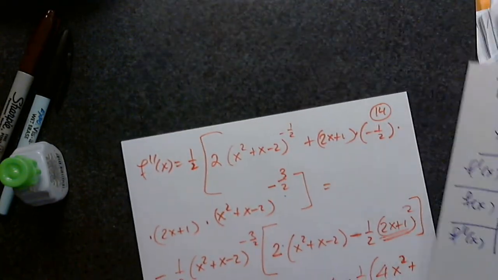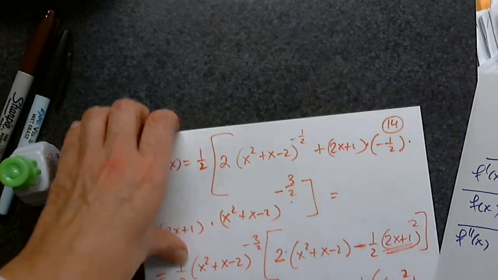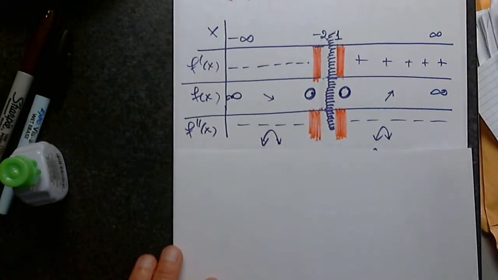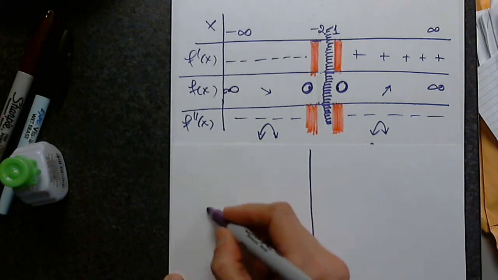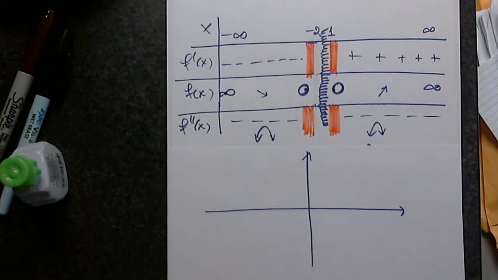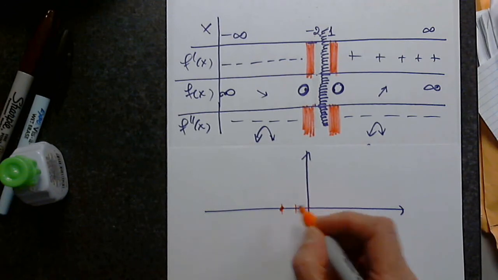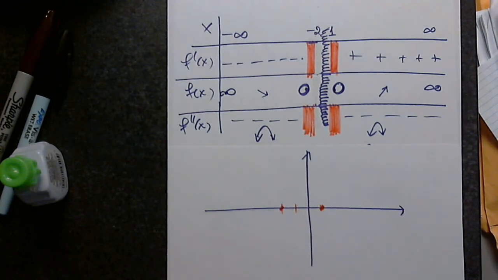So then we are ready to graph. I only need a table. Everything is summarized in there, and the function is not symmetric. So I plot those 2 points, -2, 0, and 1, 0.